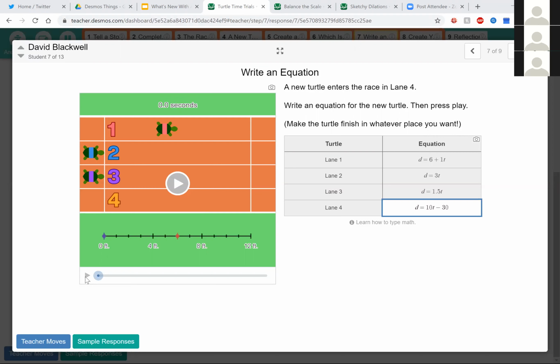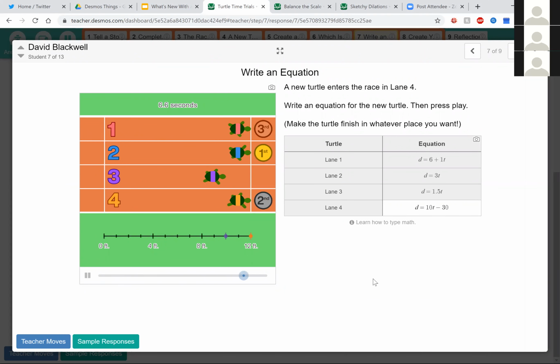Here it is. Here comes all the turtles. My screen is going kind of quick. Well, here he comes. Oh, did he win? No, he came in second. Did not win. 3T1. And then usually the kids will play with that.